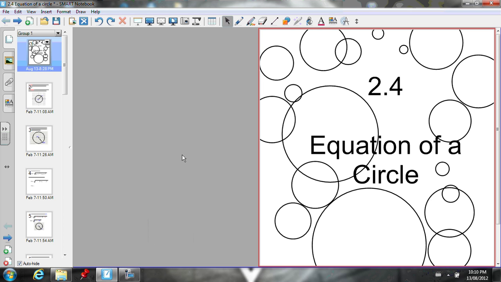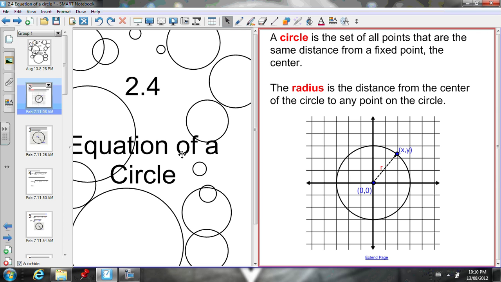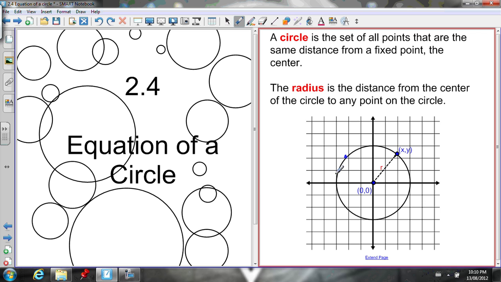Okay, so here's the lesson for section 2.4, the equation of a circle. First of all, let's define a circle. A circle is a set of all points that are the same distance from a fixed point, the center. So a circle is the set of all points that are the exact same length from the center. They all lie on the radius of the circle.